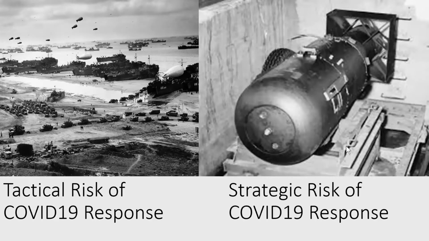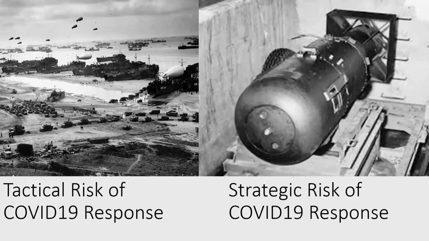So for those who are not familiar, the left picture is D-Day landing in World War II, right? This is an image at D-Day. There's lots of machines, lots of people. You got landing craft unloading people. You've got all this stuff happening. That's the tactical risk of a COVID-19 response. If you screw up the D-Day landing, you're pushed back. You're not marching on Germany to end World War II. You're losing that opportunity. That's the risk of having a bad pandemic response. That's the tactical risk. You can still win the war, but it's going to be longer, harder, and you're going to lose more people. The strategic risk, the one on the right, that is a nuclear bomb.